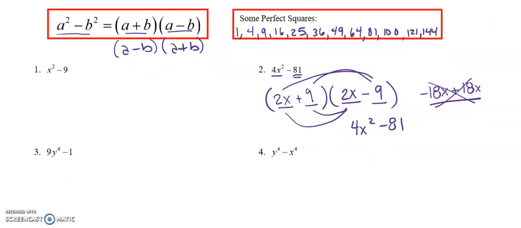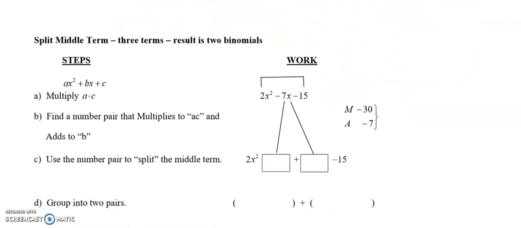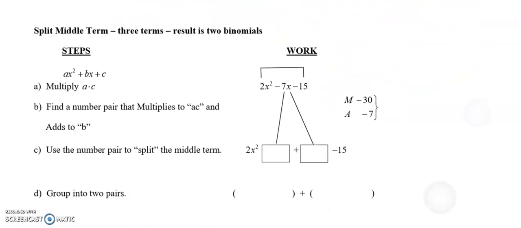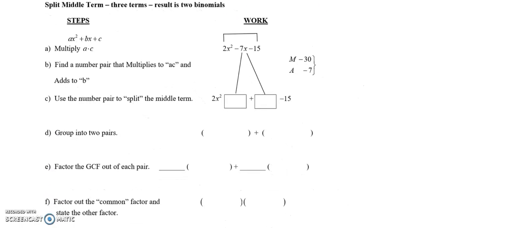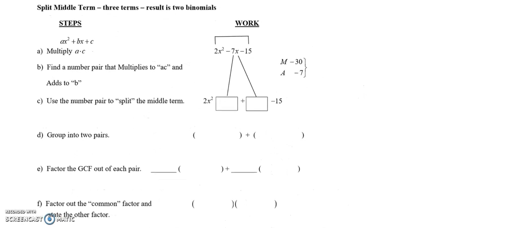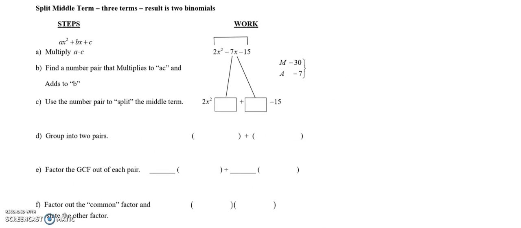All right, so you've got a couple more of those to do. Split middle term: these are, in my mind, the least fun of the kind. So it's just a regular trinomial. The difference is we no longer have a 1x squared, we have some other number there. So let's say we have 2x squared minus 7x minus 15.